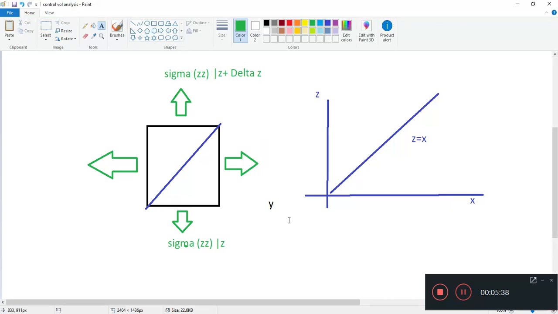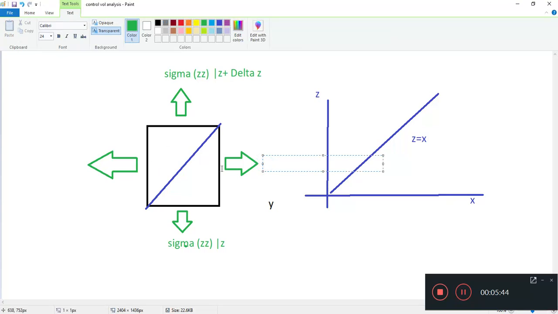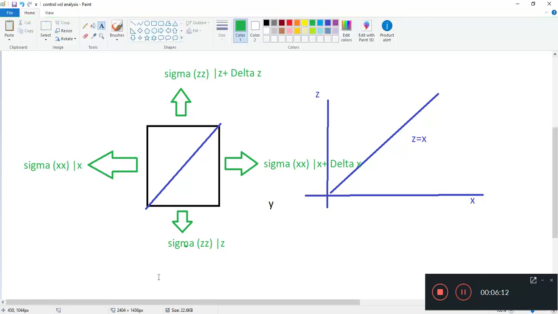Alright, same thing here. What is this stress? Well, it's acting on the plane perpendicular to x, and it's in the x direction, so this is sigma xx at x plus delta x, and this is sigma xx at x. Okay, so our normal stresses are done.